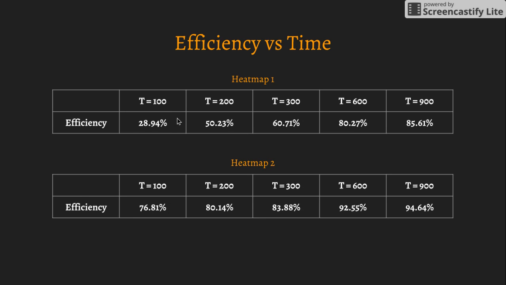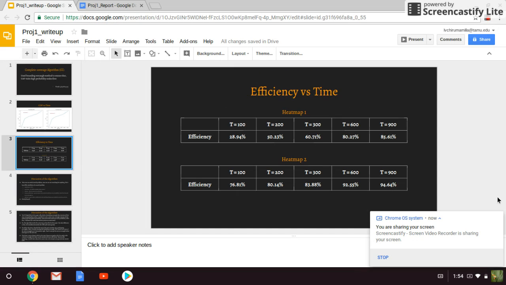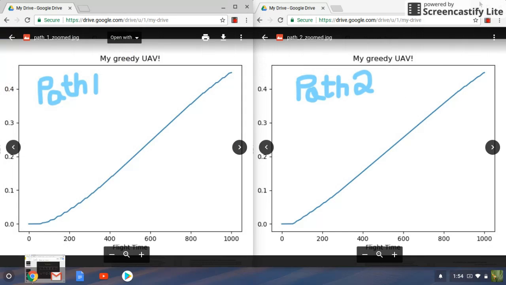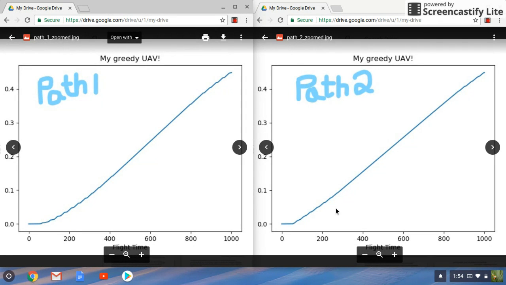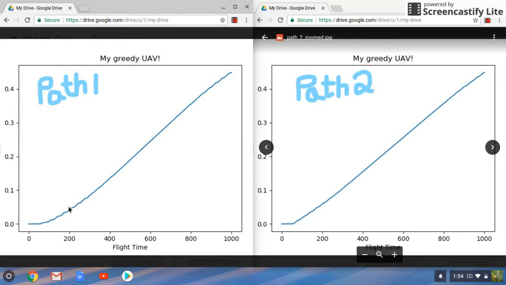Initially, for heat map 1, the efficiency is very low. To understand what happened, I plotted the graphs only up till t equal to 1000. And these are the graphs. Here you can see that up to t equal to 200, the CDP in path 1 increases slowly compared to path 2. This might be because it encountered only low probability nodes immediately after entering the boundary rectangle.